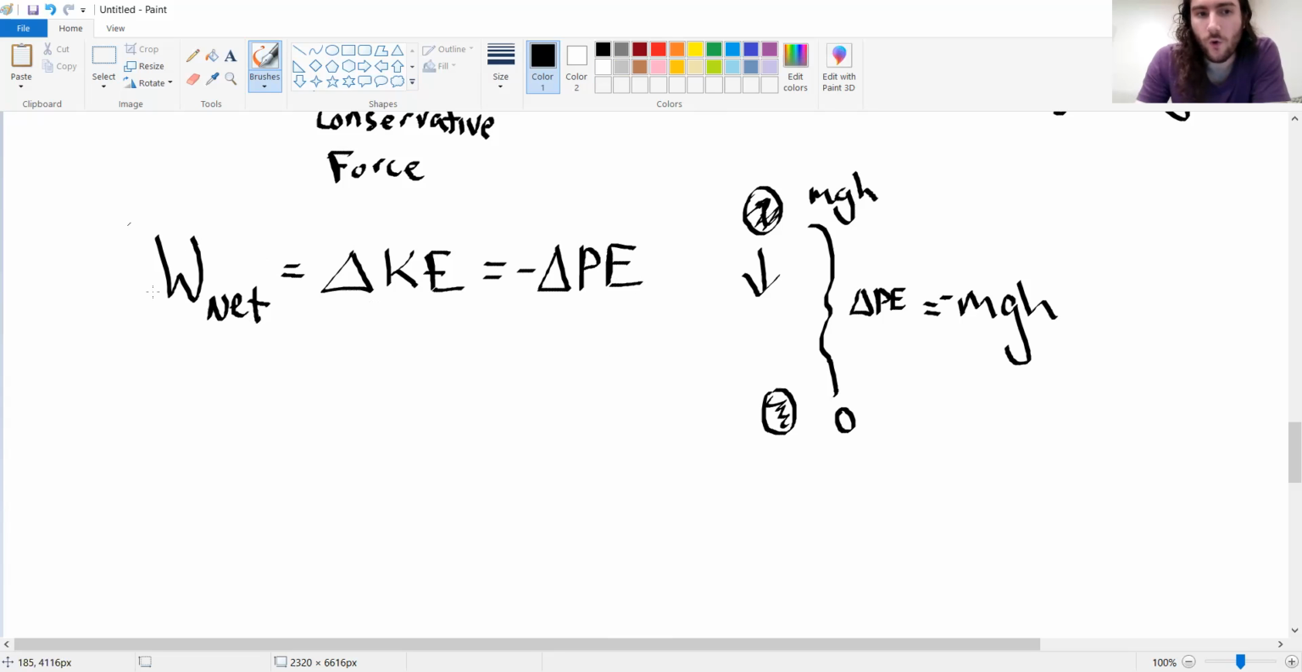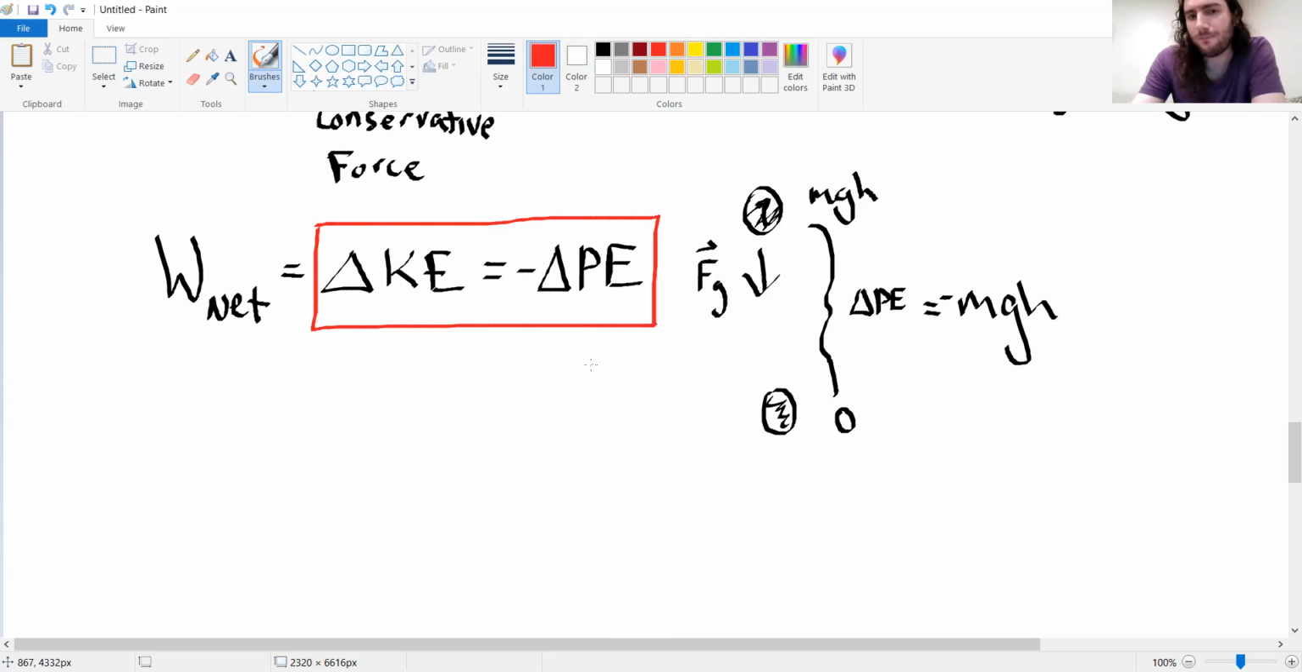We have to say that the work, the net work here, and the work is done by the gravitational force now. The work is being done on that object by the gravitational force. Okay. And the gravitational force is a conservative force. And so the takeaway from that is that whenever we have a change in kinetic energy, that will be equal to the negative of the change in potential energy.